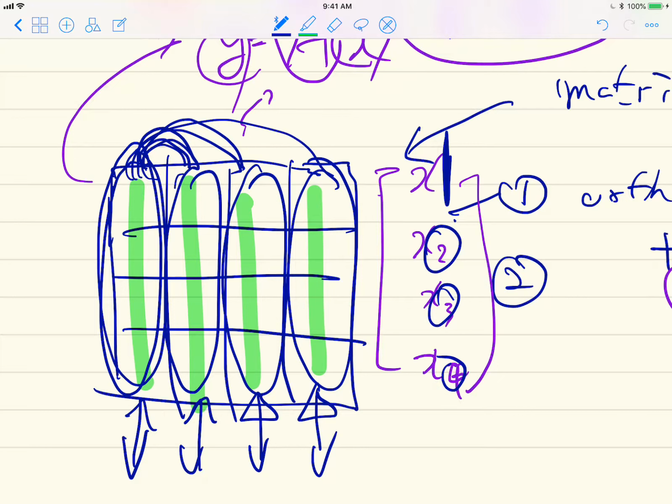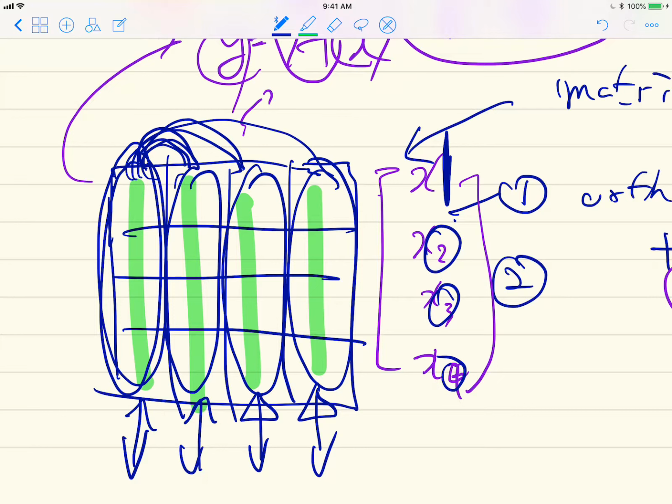Any questions so far? So that's how we can describe this orthogonal matrix as a generalization of the rotation. The angle is preserved and the length is preserved. Any questions?